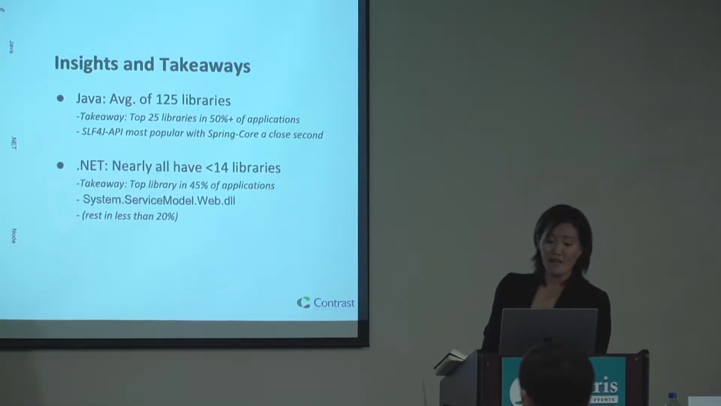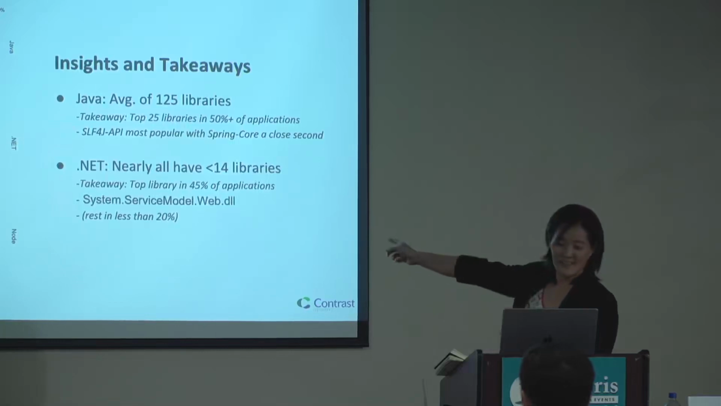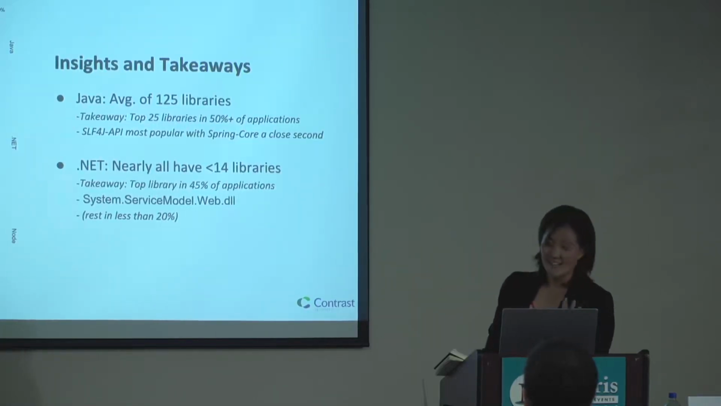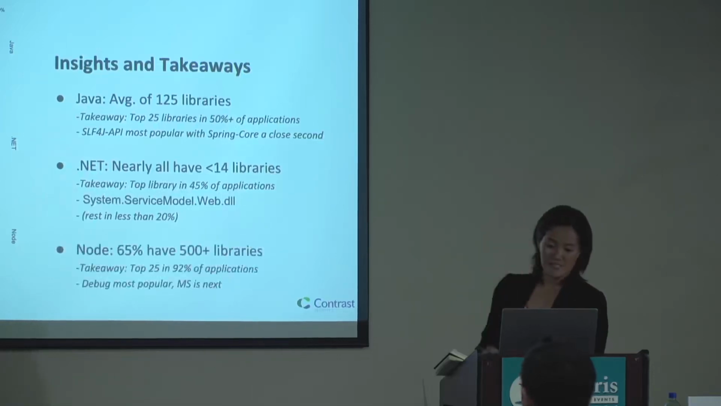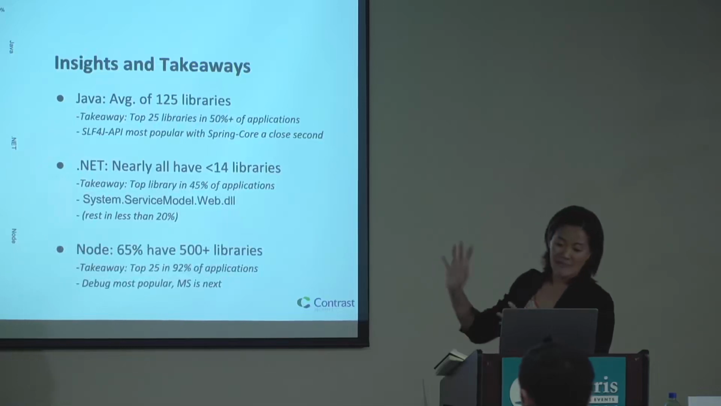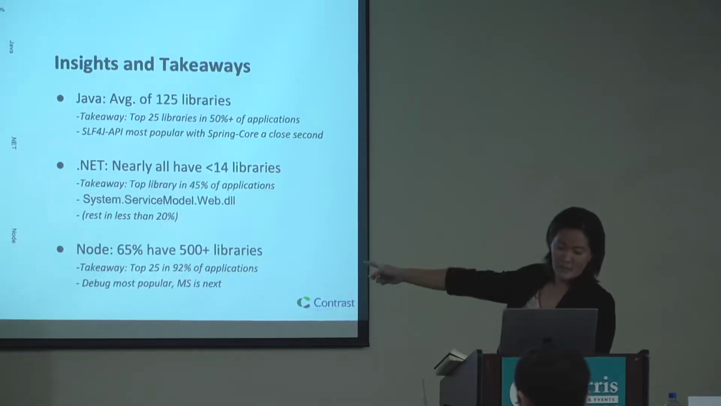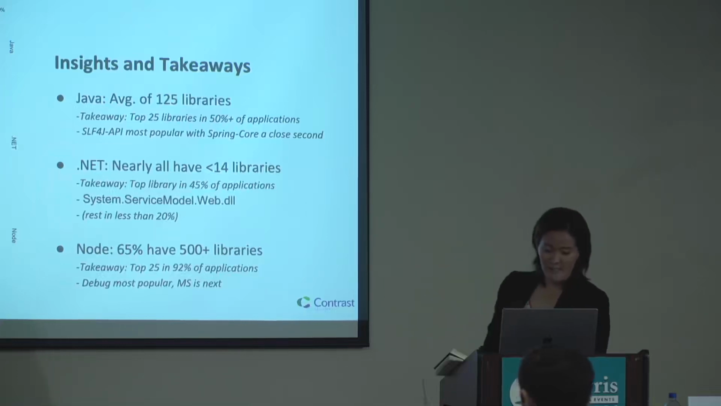.NET, on average, have fewer than 14 libraries. And here's the name of the library, by the way, system.servicemodel.web. Again, you could have said anything, bro. I'd been like, yeah, that's right. Top library in 45% of applications. And in Node, 65% have 500 or more. This is crazy. Debug being most popular, and this other one I had to look up, converting time to milliseconds is the second one.